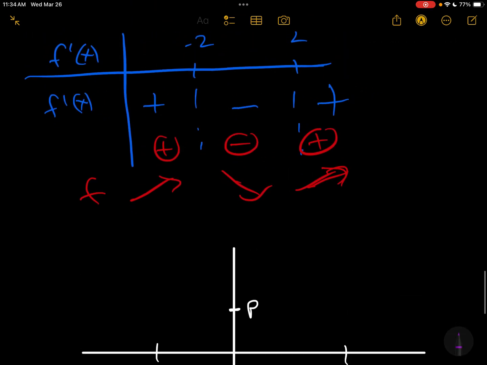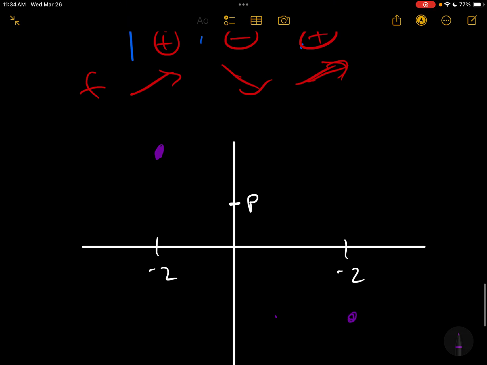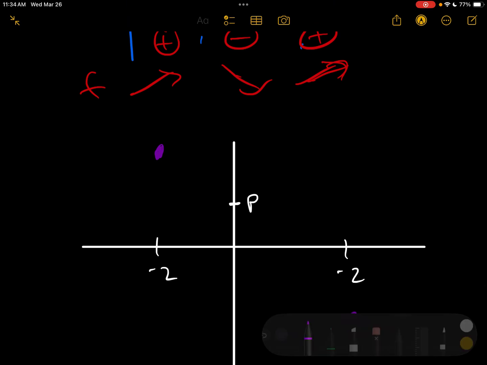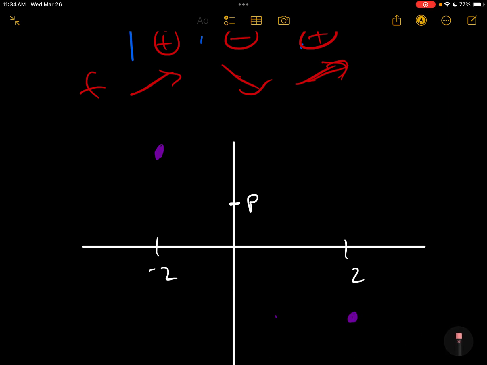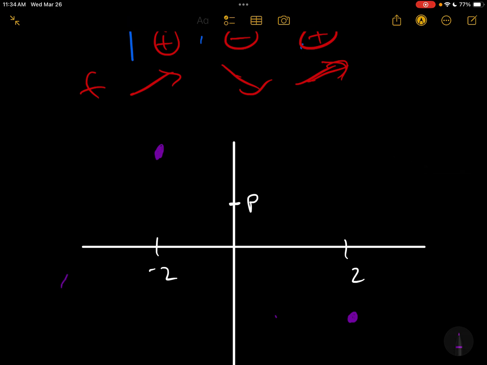So there's a local max at -2. So I'm going to put that up there. And there's a local min at 2. I keep doing this silliness. It's not negative, it's positive. So let's see, the function is increasing to -2. It's decreasing to 2, and then increasing afterwards. And it goes through P. It also looks like P is an inflection point.